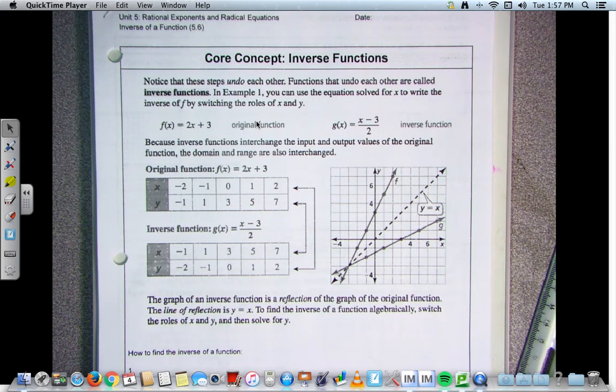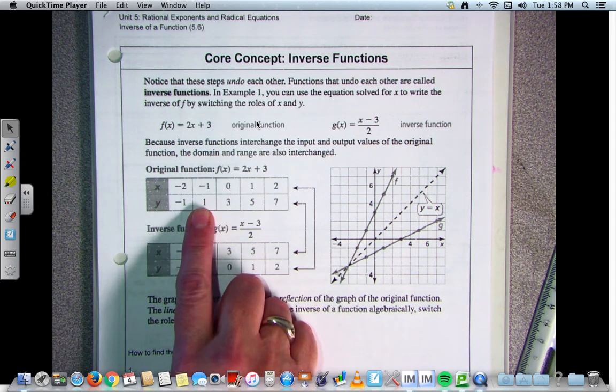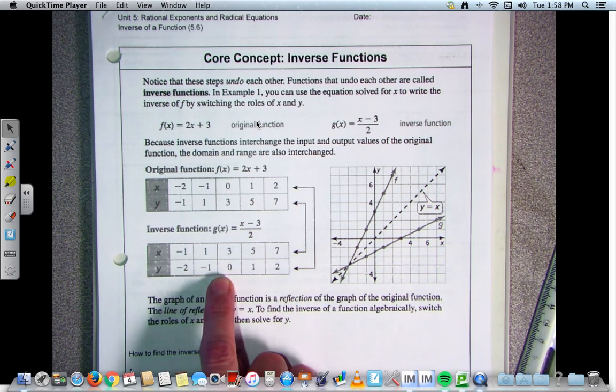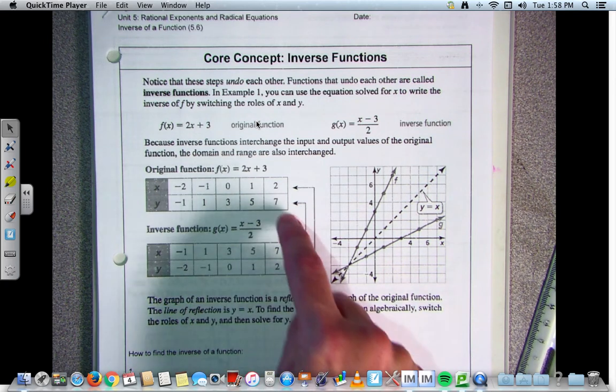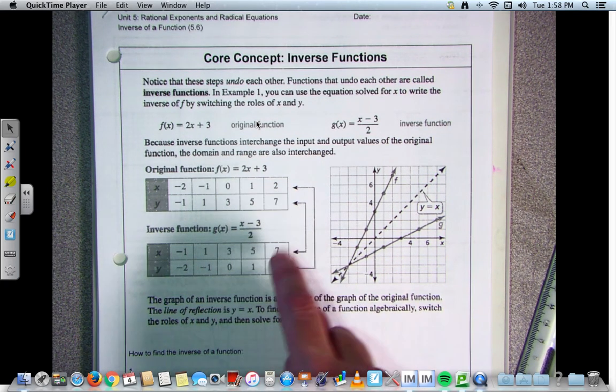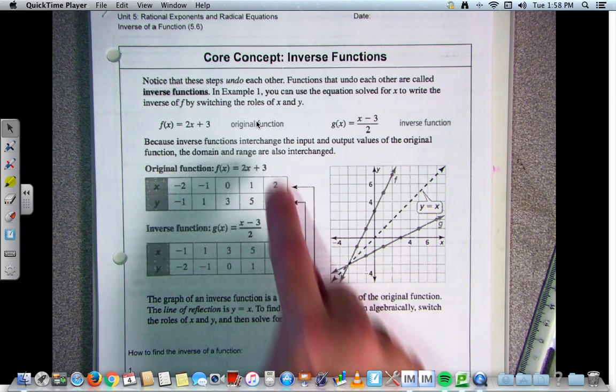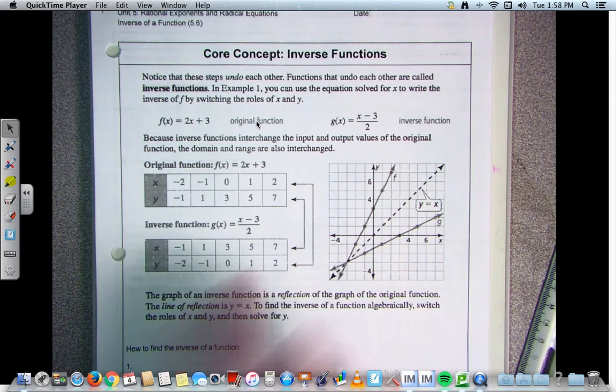F of x equals 2x plus 3 is our original function, and g of x equals x minus 3 over 2 is our inverse function. Because inverse functions interchange the input and output values of the original function, the domain and range are also interchanged. So if you compare our original function to our inverse function, you'll notice that the y values become our x values, and our x values become our y values from one function to the other.